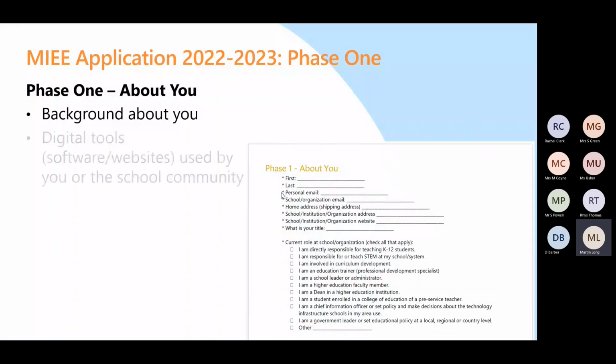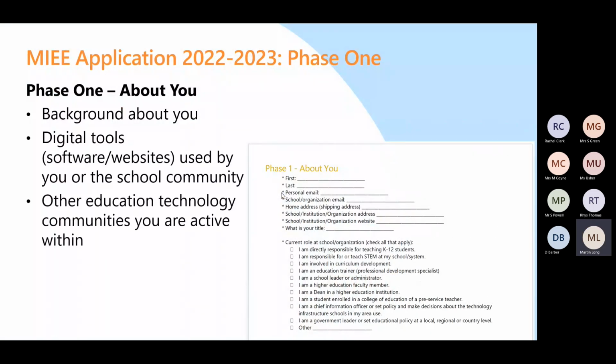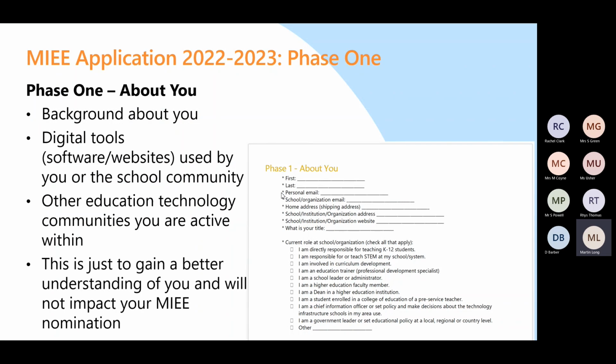So phase one, as we already said, is background about you, what you might be doing with things like social media networks, digital tools you might be using, be it websites or other non-Microsoft applications. And it's okay to say things that are non-Microsoft because they are realistic, and they know that you won't just use Microsoft products or software.